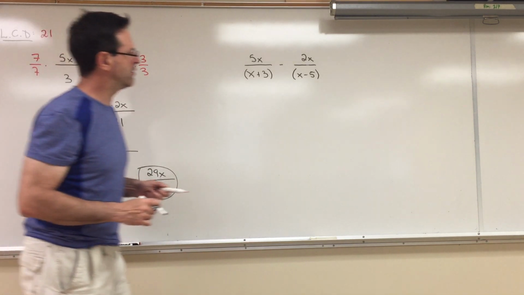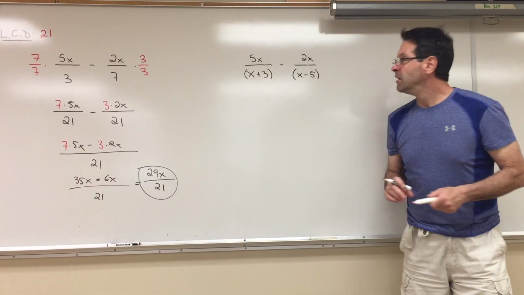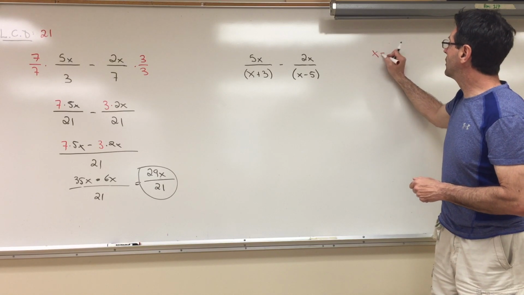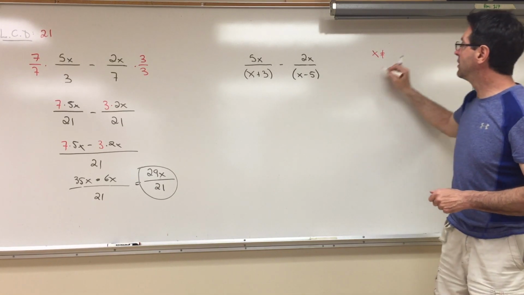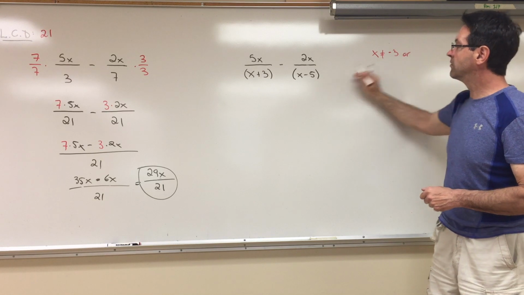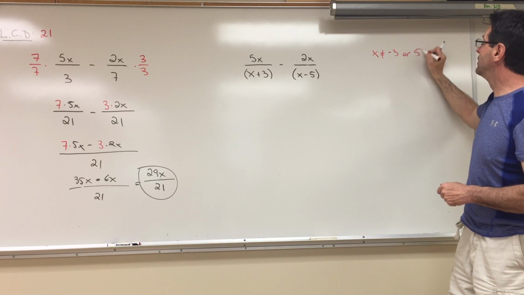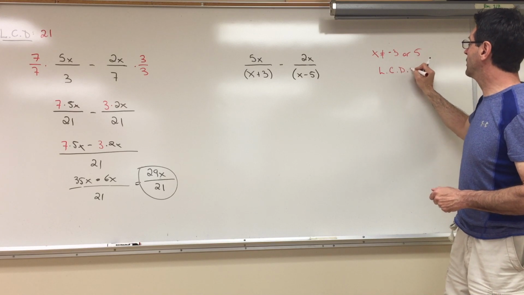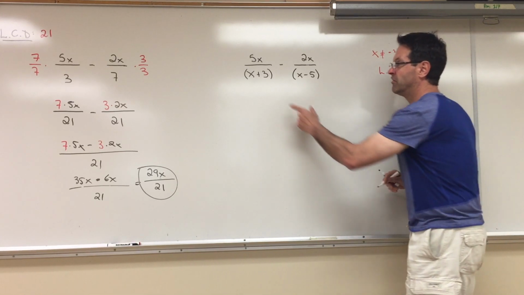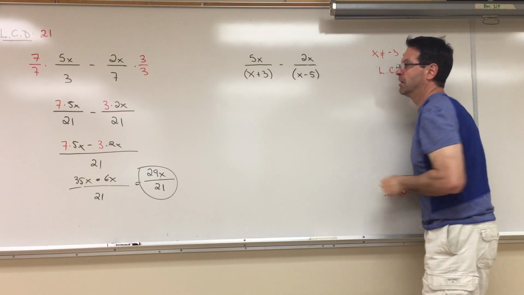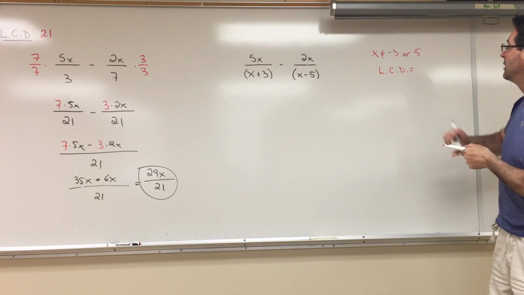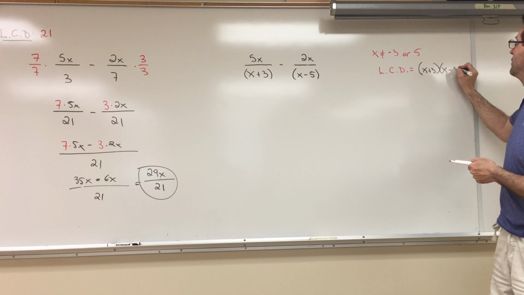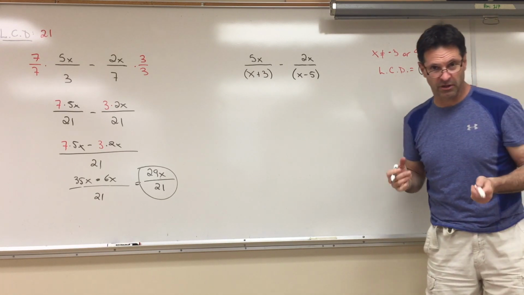Well, kind of the same idea with binomial denominators here. First of all, our non-permissible values. X can't equal negative 3 or, from this one, positive 5. And then we'll find our lowest common denominator. Our lowest common denominator, we're going to leave it in factored form. It's a combination of multiplying the two denominators. X plus 3 times x minus 5. We'll leave it as that. We'll leave it in its factored form.